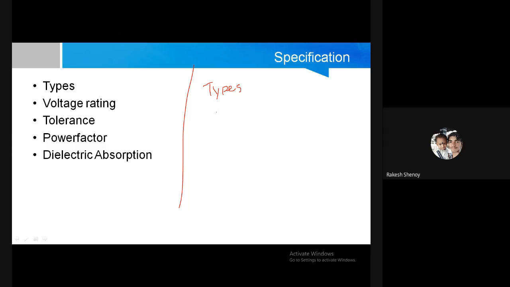Type of resistor. Then resistance value, voltage rating, power rating, tolerance. Okay, power rating.